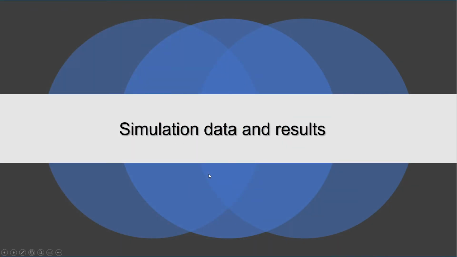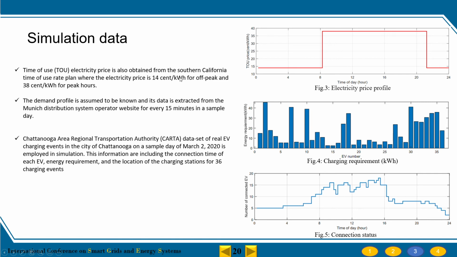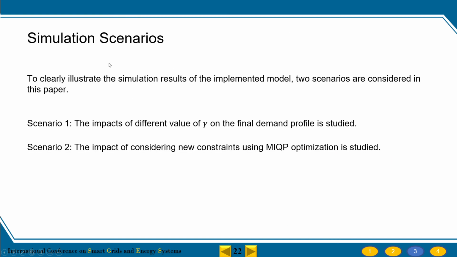So let's go to the simulation data and results. We use Southern California time of use for our data. For the demand data, we use Munich distribution system operator data, and for the electric vehicle data, we use CARTA, or Chattanooga Area Regional Transportation Authority. You can check the paper for more detail. About the simulation scenarios, we use two. The first is the impact of different values of gamma on the final demand profile, and the second is the impact of considering new constraints using MIQP optimization.